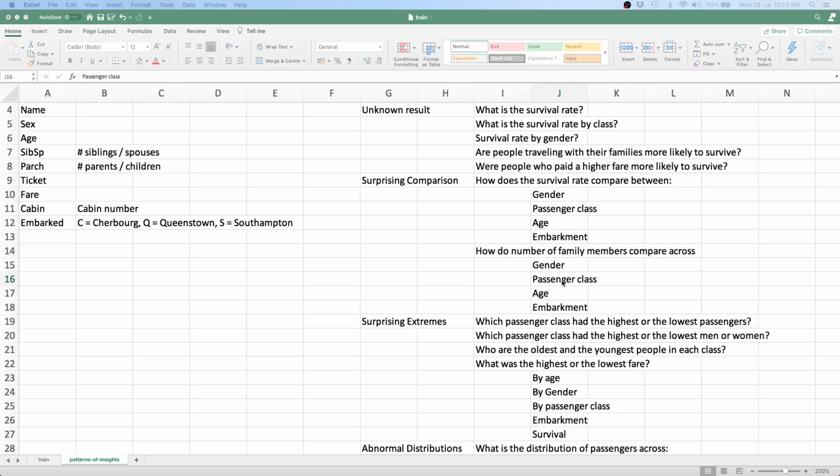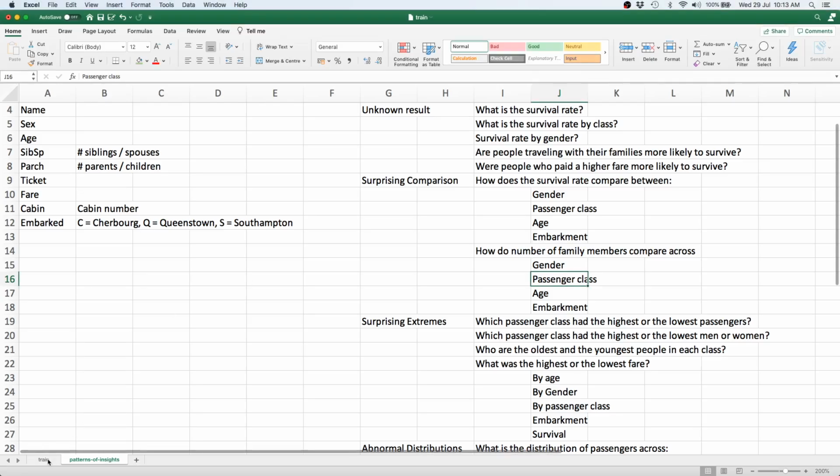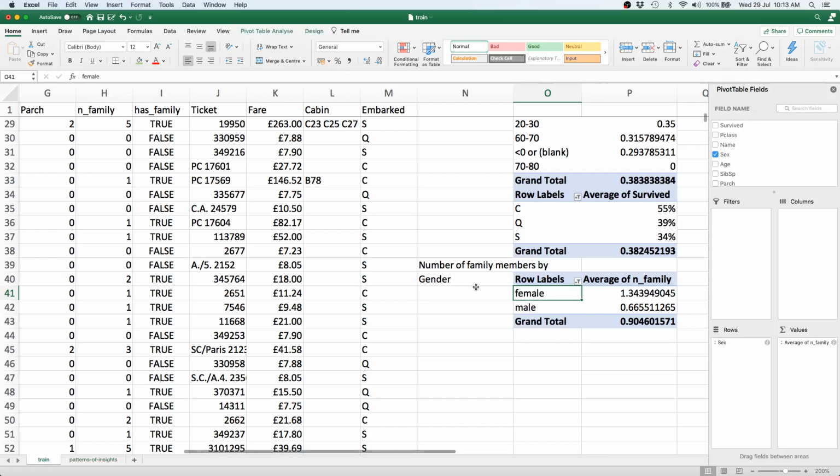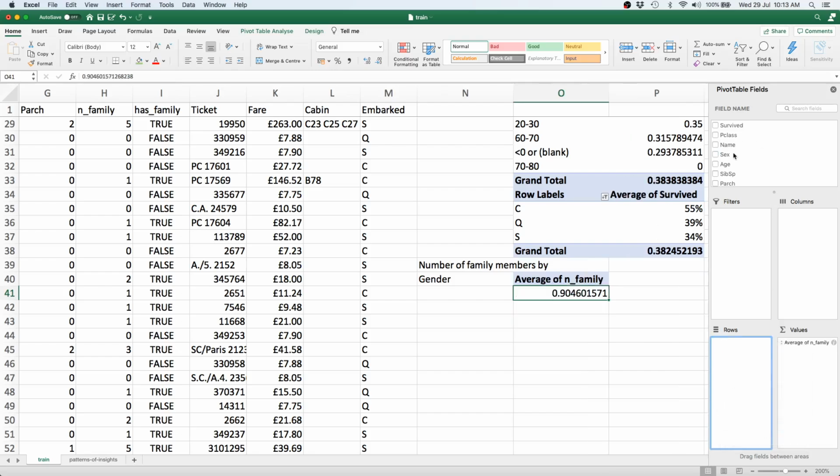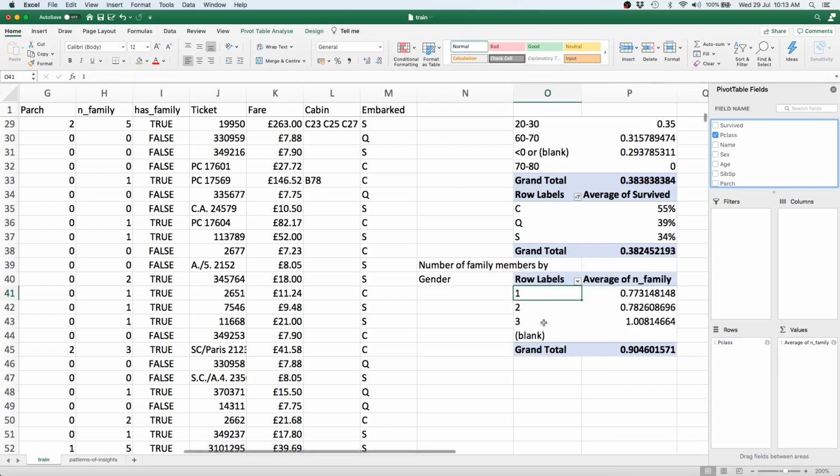So the next question is, how do the number of family members compare across passenger class? We could simply create another pivot table, but for convenience, we can just modify this existing pivot table. So let's see how to do that. We can just delete this particular row from here. We can say remove field, and since we want to have a comparison across the number of family members, which we already have the average of here, and amongst the rows we want the passenger class, so we can just drag this over here, and that's how it changes.